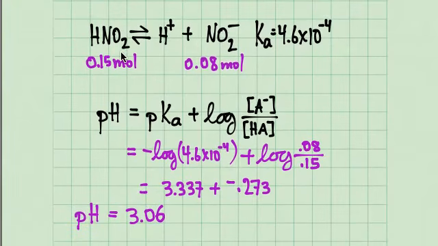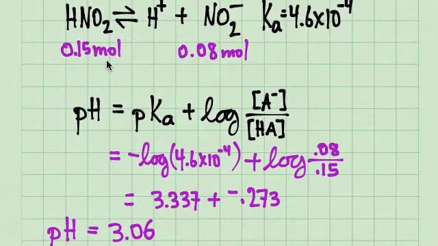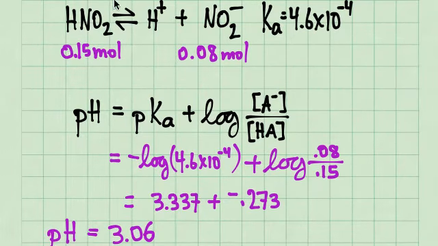A slightly different example where this nitrous acid is a little bit different than the nitrite ion. So what if this is 0.15? What if this is 0.08? Well, then I change this conjugate base to 0.08 and the weak acid to 0.15. This term stays the same, of course, the negative log of the Ka, the pKa. But this changes from 0 a little bit.